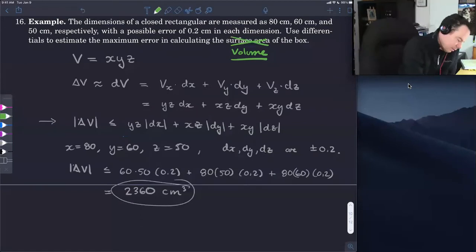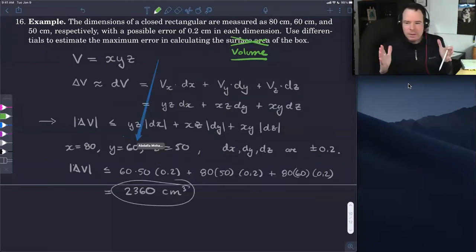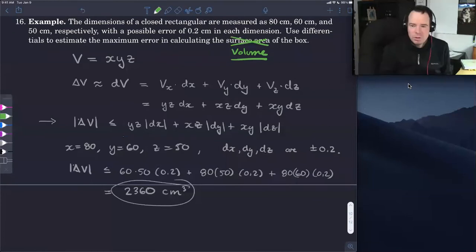Would the surface area be a similar calculation? Surface area would be, it's just you're going to have a bunch of terms. You've got your two sides that are the xy dimensions, so you'd have two of those. So it'd be like 2xy plus 2xz plus 2yz.